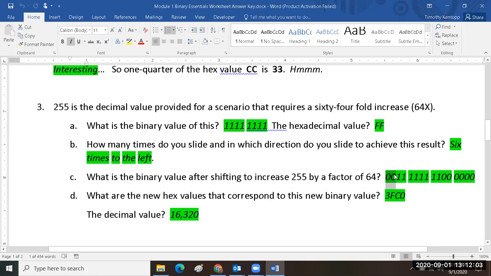And that gives us a binary value of 0011. We know for a fact that this is hexadecimal value 3. We already know from our table that 1111 is F, and then 1100 is C, and all zeros is 0. So our new hexadecimal value is 3 foxtrot Charlie 0 for that 6 place left bit shift.